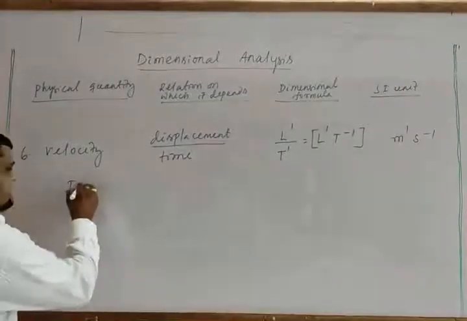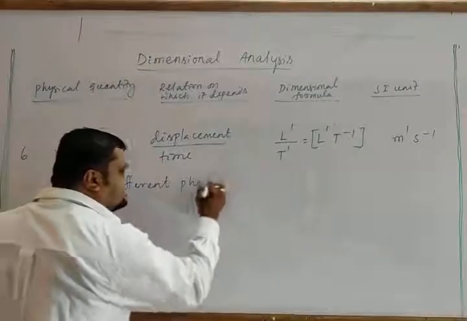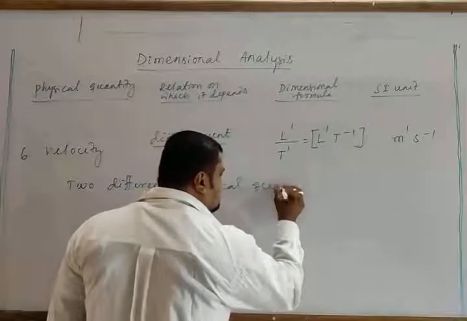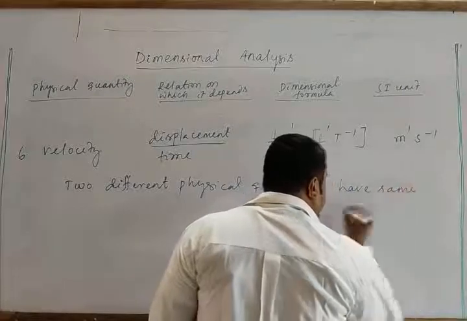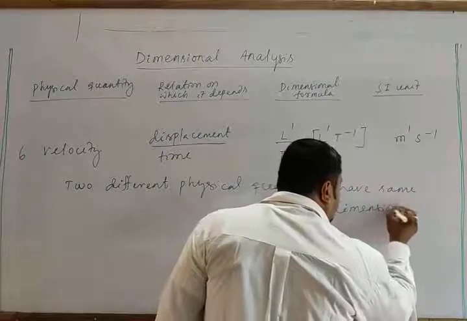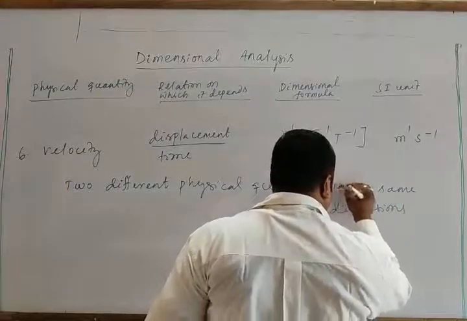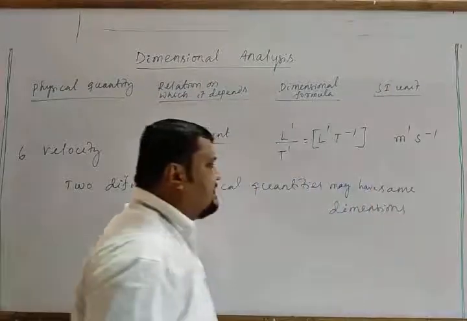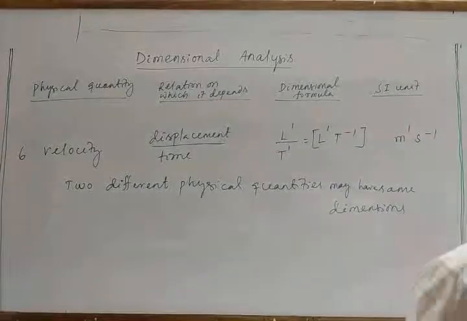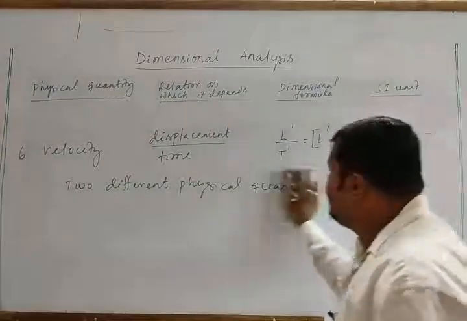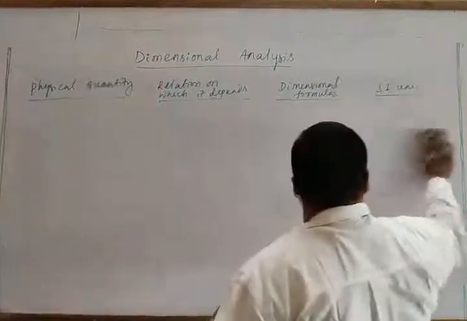Two different physical quantities may have the same dimensions. Two different physical quantities may have the same dimension. You already know that from this derivation. Clear? So next is another type of physical quantity.